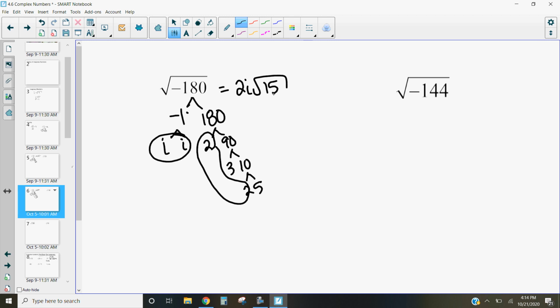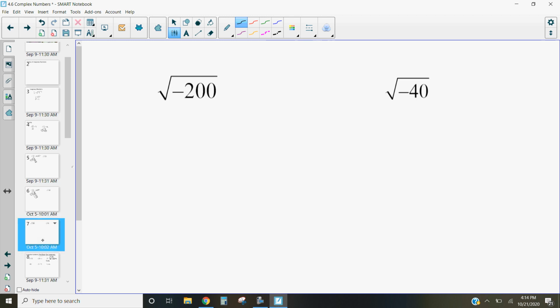Now that you've seen a couple of examples of what to do, let's try these two on our own. What you're going to do is pause the video, go through the square root of -200 on your own, and simplify that. When you've finished, unpause the video, and you can check your solution.